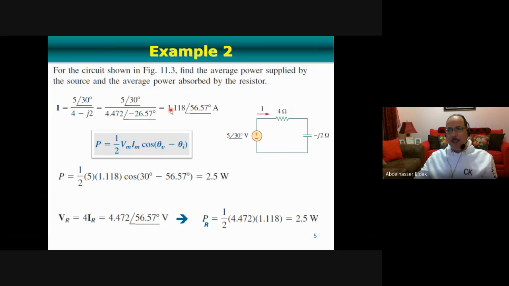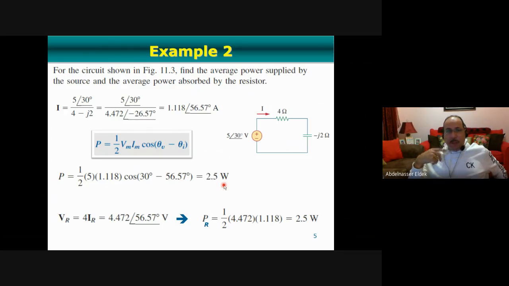So we have now I, and we have V, which is 5 at 30 degrees. So if you want to calculate the power, you use this relation here. 1/2, the voltage Vm is 5, the current is 1.118, and cosine of the difference between them, theta V is 30 and theta I is 56.57. Then you can calculate this power. It's 2.5 watts. Okay, so this is the power generated by the source or supplied by the source.